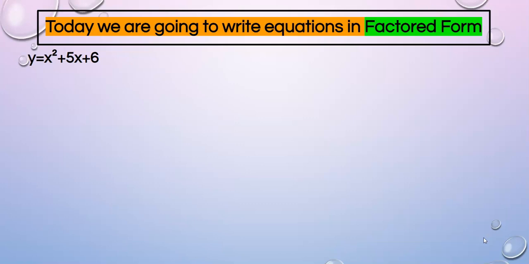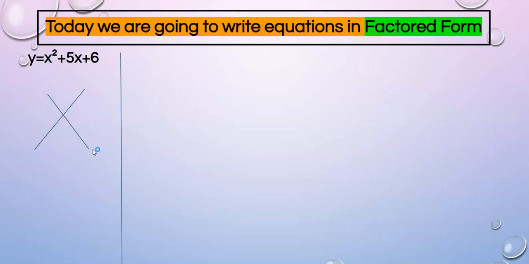So our first equation that we're going to look at is y equals x squared plus 5x plus 6. Off the bat, we can see that this equation is written in standard form. Well, I want to put this in factored form. Let's see what we can do. To put this in factored form, the first thing I need to do is draw this x here. This x is going to be very important, and it's going to help us out a whole lot.